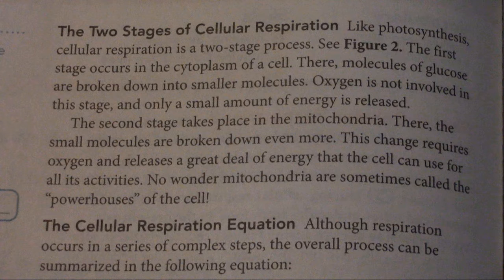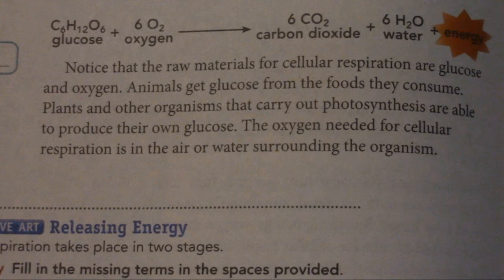The cellular respiration equation. Although respiration occurs in a series of complex steps, the overall process can be summarized in the following equation. Glucose, or C6H12O6, and oxygen, 6O2, yield carbon dioxide, 6CO2, and water, 6H2O, plus energy.